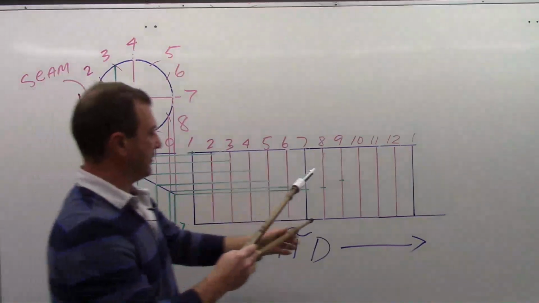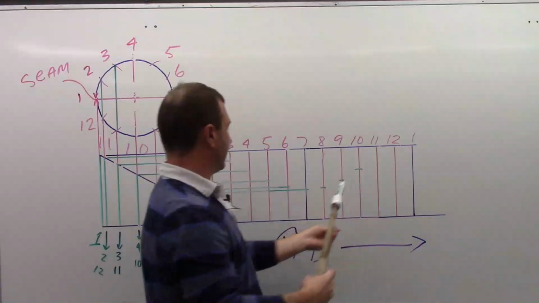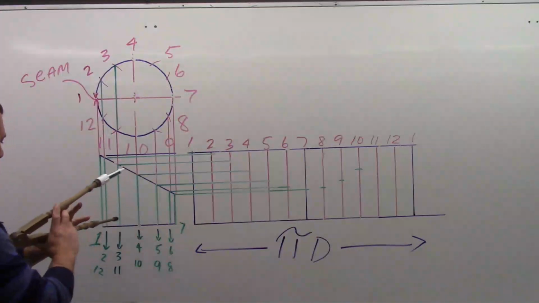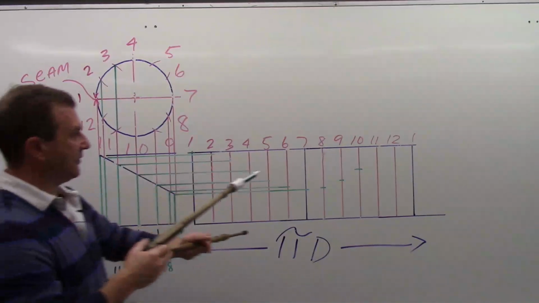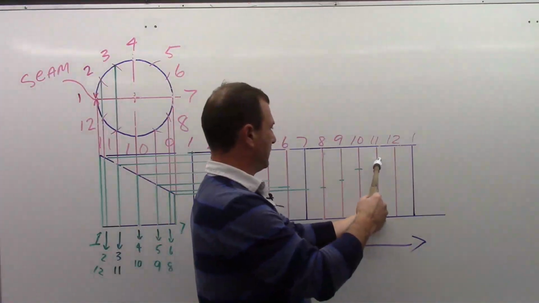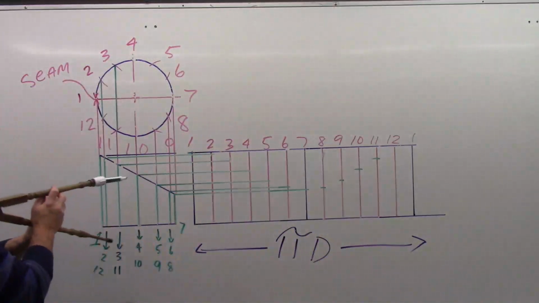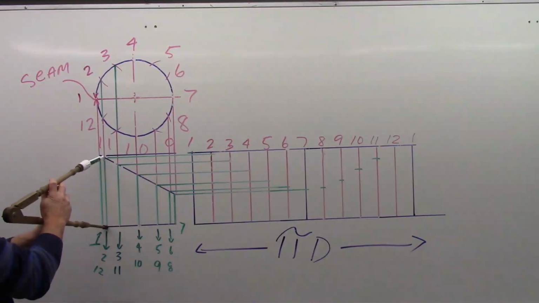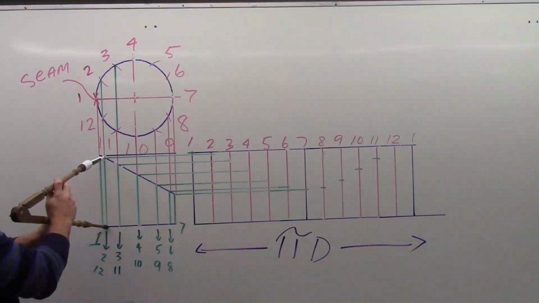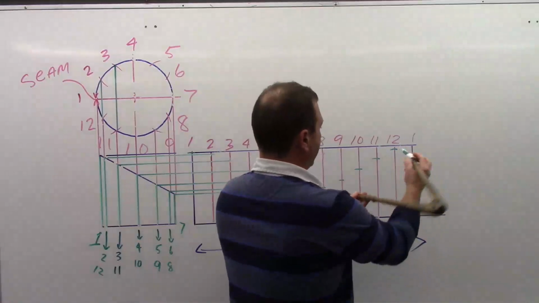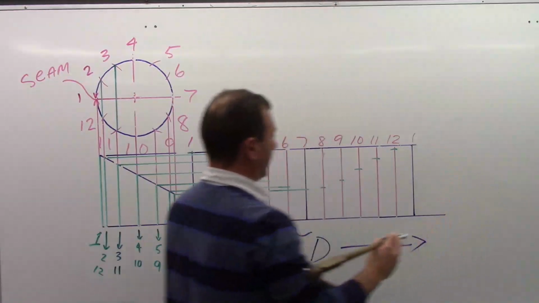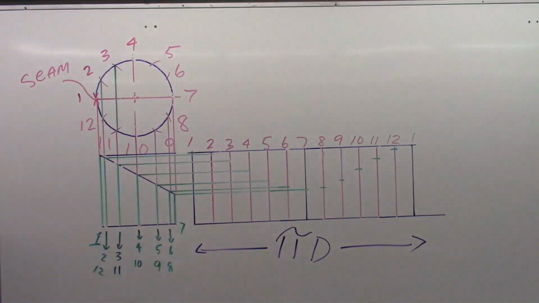Pick up that one, 10, swipe it. 11. 12. And 1 is our height at the top here, we've established on our blank size. And there's all our points required for our pattern now.